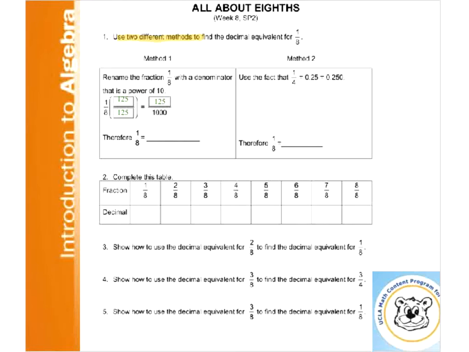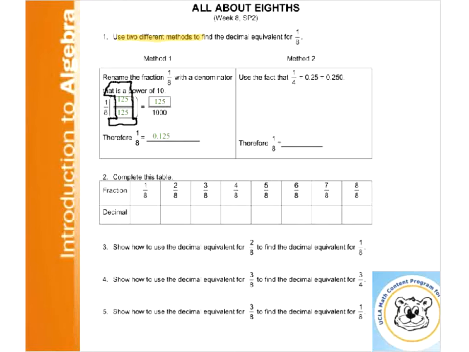And again, the same idea that we talked about last week. We're multiplying 1/8 by 1, the big 1, in the form of 125 over 125. So again, there's our decimal equivalent for 1/8, which is 0.125. Okay, so that's one method.